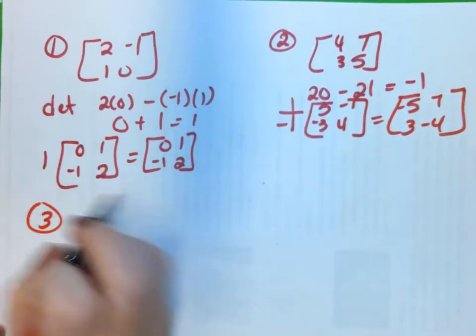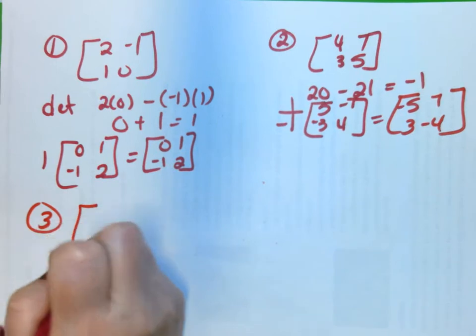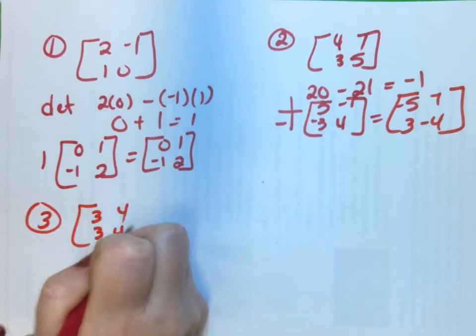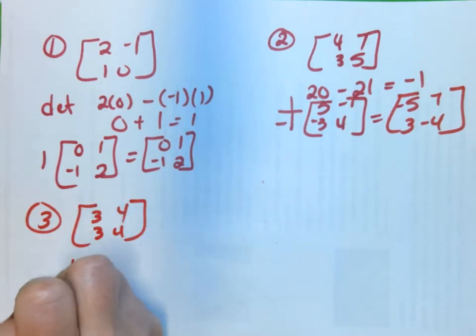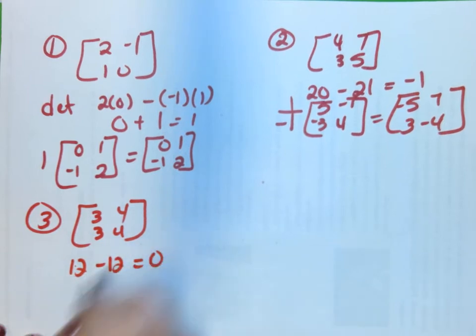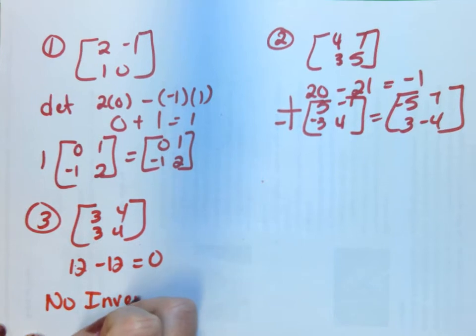Number 3 is the same thing. Here we go. 3, 4, 3, 4. The determinant is 12 minus 12, or 0. So no inverse. Good job.